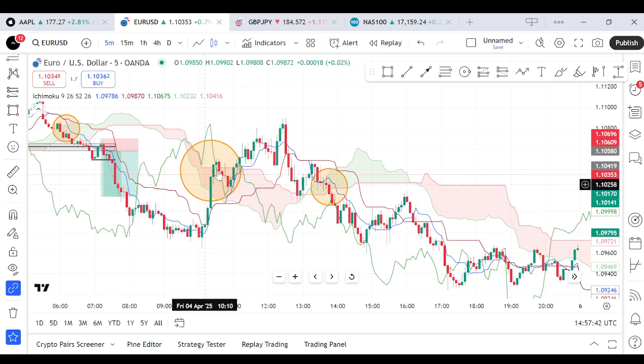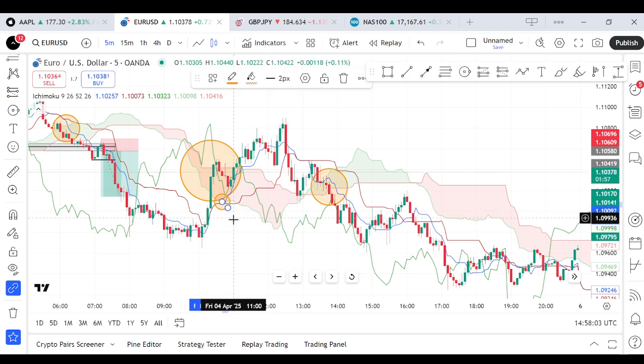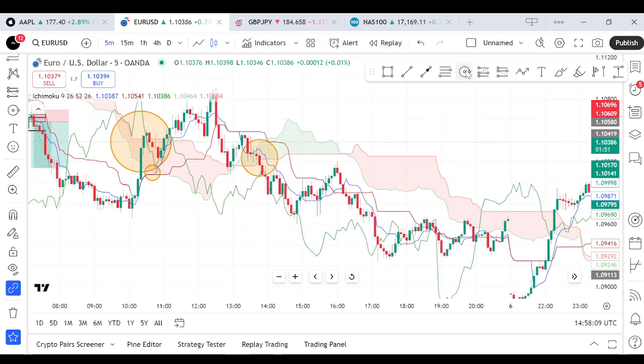And we have a break to the upside here. But at the same time, you can see this break to the upside doesn't coincide with our lagging span. Our lagging span here is moving below price. When our lagging span is below price, we don't look to take our entries. Yes, we have this crossover here, but our lagging span is below price, so we can't necessarily take this buy trade.